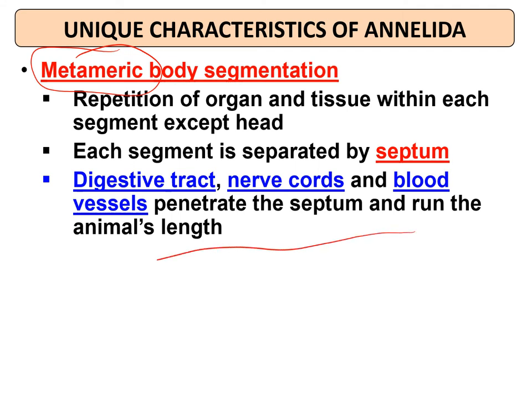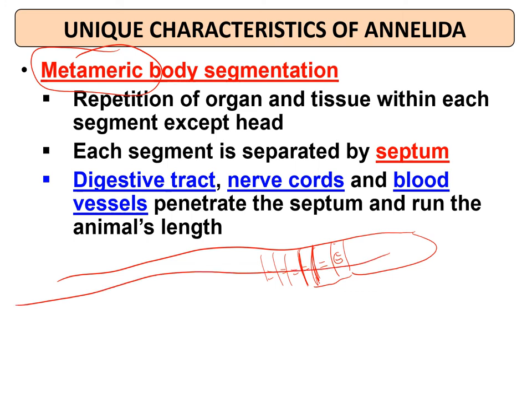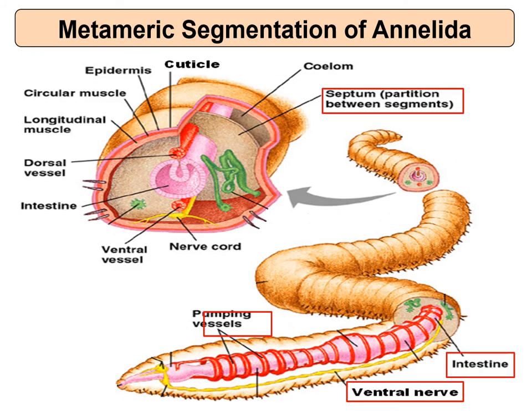So, kalau body dia panjang ni kepala, okay, start daripada sini. Kalau dia satu-satu segmen, segmen ni sama dengan apa yang ada dalam ni. Sama eh. So, dia berulang sebab dia metameric. And each segment is separated by septum. Ni yang panggil septum. They have digestive tract, nerve cords and blood vessels that penetrate the septum and run the animal's length. Sepanjang ni, digestive tract. Okay, ni digestive tract, the intestine. And then ni semua ni. Yang ni dan ni akan repeat di sini. Ni ada septum kat sini.